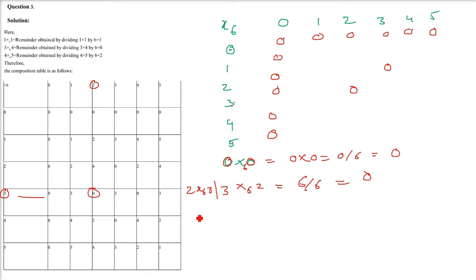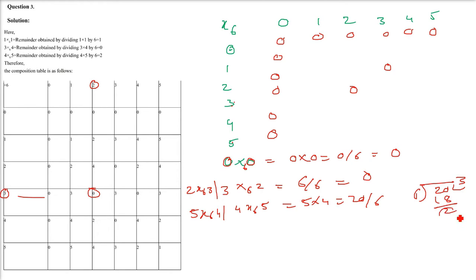Let us take a few more values, like 5 and 4, I am taking. So 4 and 5 will also give you the same value. 5 into 4 is 20. 20 divided by 6, so just divide by 6. 6 3s are 18. You get 2 as the remainder. So you have to put the remainder, that is the modulo. So wherever 5 and 4 intersect, you have to put 2. Here also, 5 and 4, just put 2. So I'm placing 2 here, and here also 2.